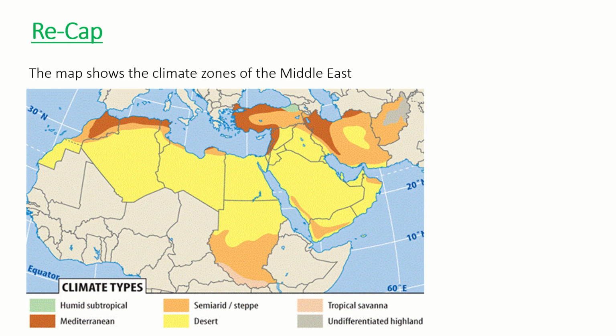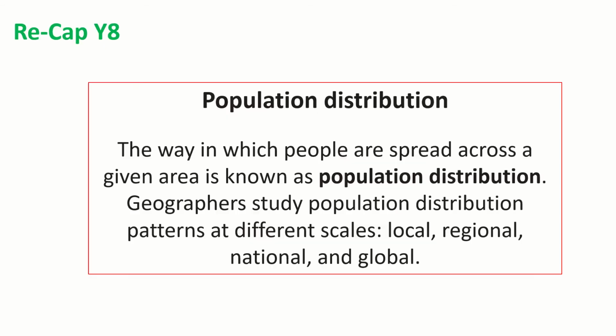So, a bit of a recap. In the last lesson we were looking at the climate zones of the Middle East. Those climate zones were mainly the desert biome. We also had the steppe, which was the grasslands, mountainous regions, and the Mediterranean climate as well. So the Middle East is not all desert. It has a variety of different climates within it. Today, we're going to be looking at what impact that has on population.